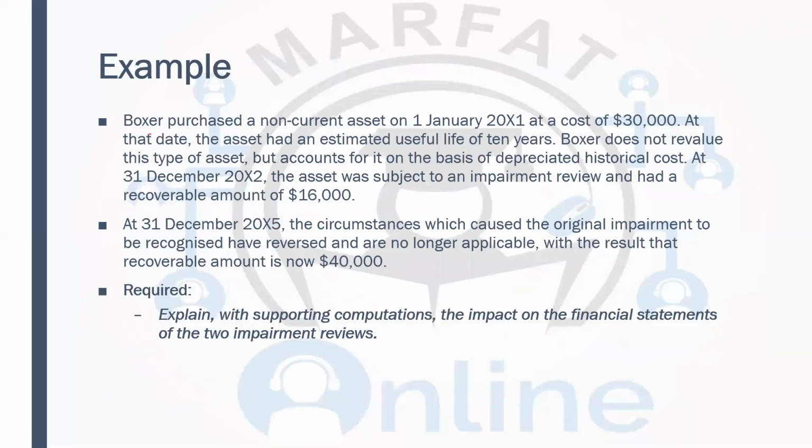Okay, we have an example over here. Boxer purchased a non-current asset on 1st January 20x1 at a cost of 30,000. Now I need your attention in this example because this is a very important concept. So Boxer purchased an asset, the cost of which was 30,000 on 1st January 20x1. At that date, the asset had an estimated useful life of 10 years. We know how to calculate the per year depreciation. The per year depreciation is cost divided by the useful life, which is 10 years. So the depreciation per year is $3,000, right?